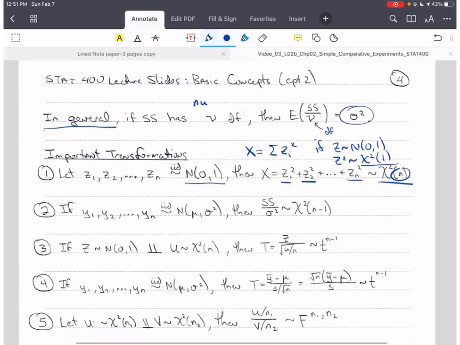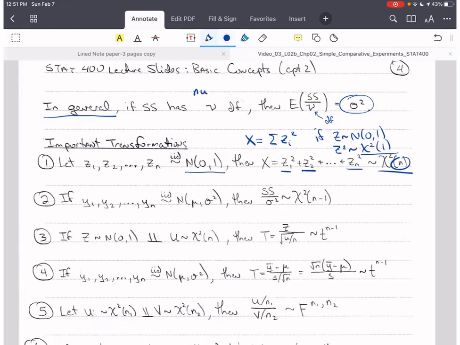Okay? Now, if Y1, Y2, up to Yn are IID normal with mean mu and variance sigma squared, then we take the sum of squares divided by sigma squared. This has a chi-squared distribution with n minus 1 degrees of freedom. All right? So this is something else that we showed.